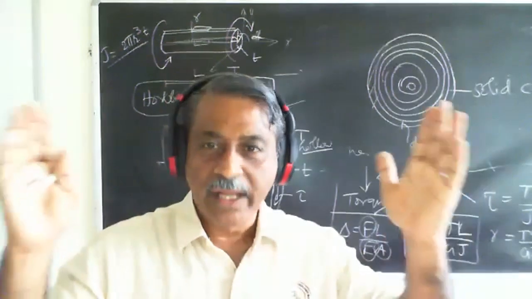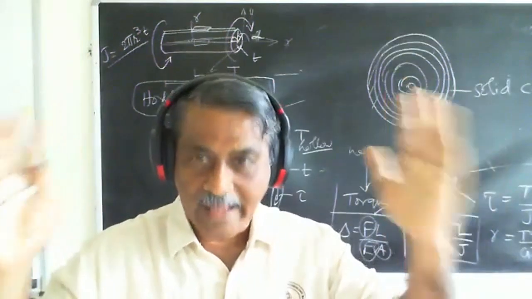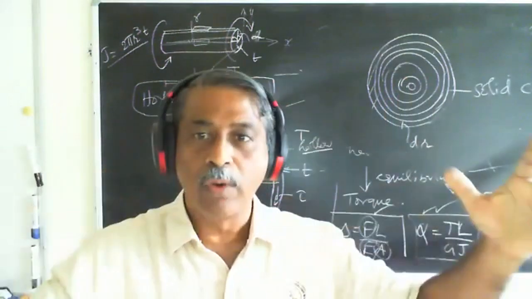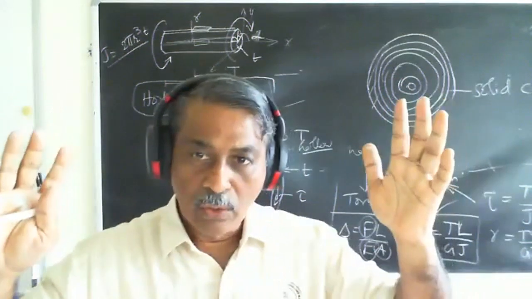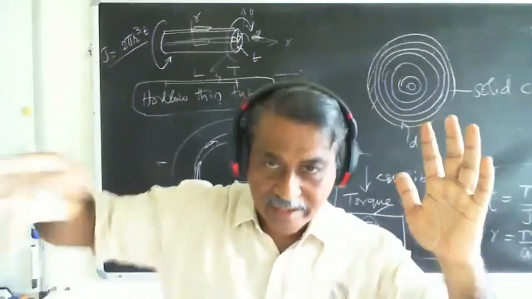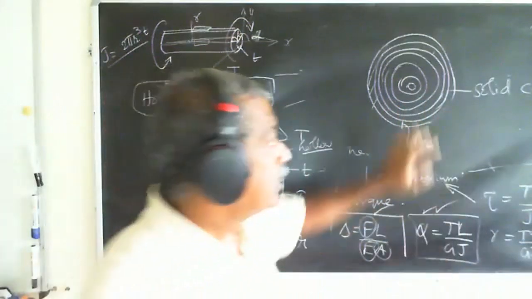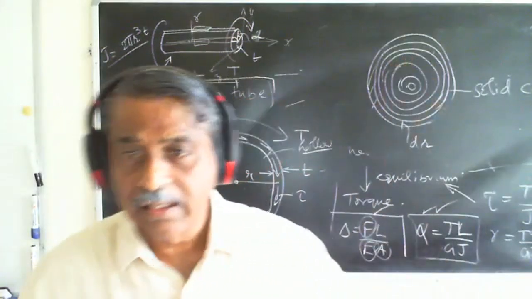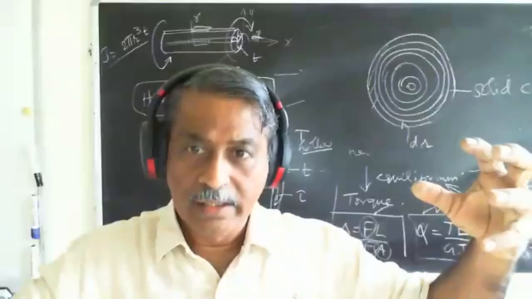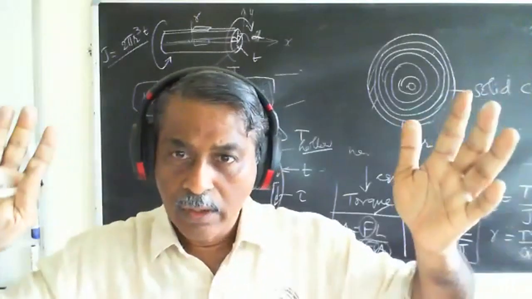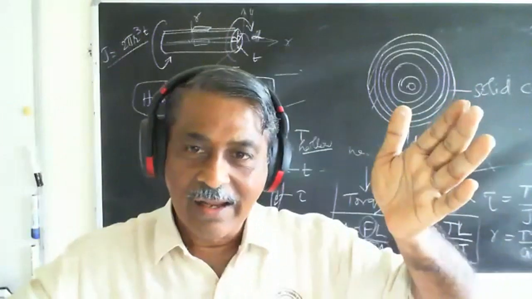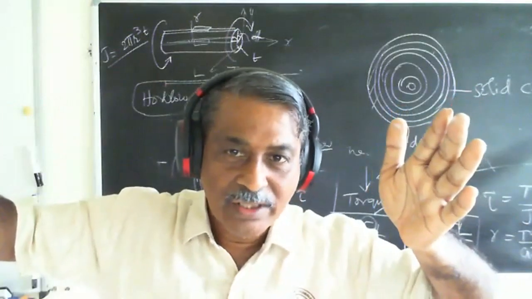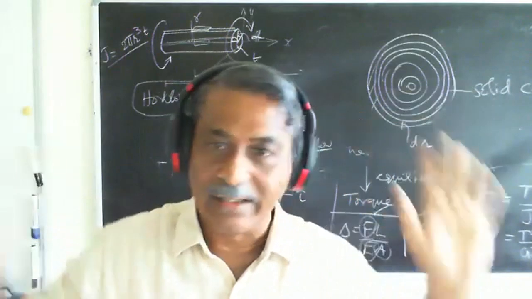Supposing I take a cylinder of length L or a tube of length L, and I looked at the end twist. What should I look at as far as this is concerned? A solid tube, I cannot call it a tube, so a solid cylinder, and the end which is twisted by an extent, correct?